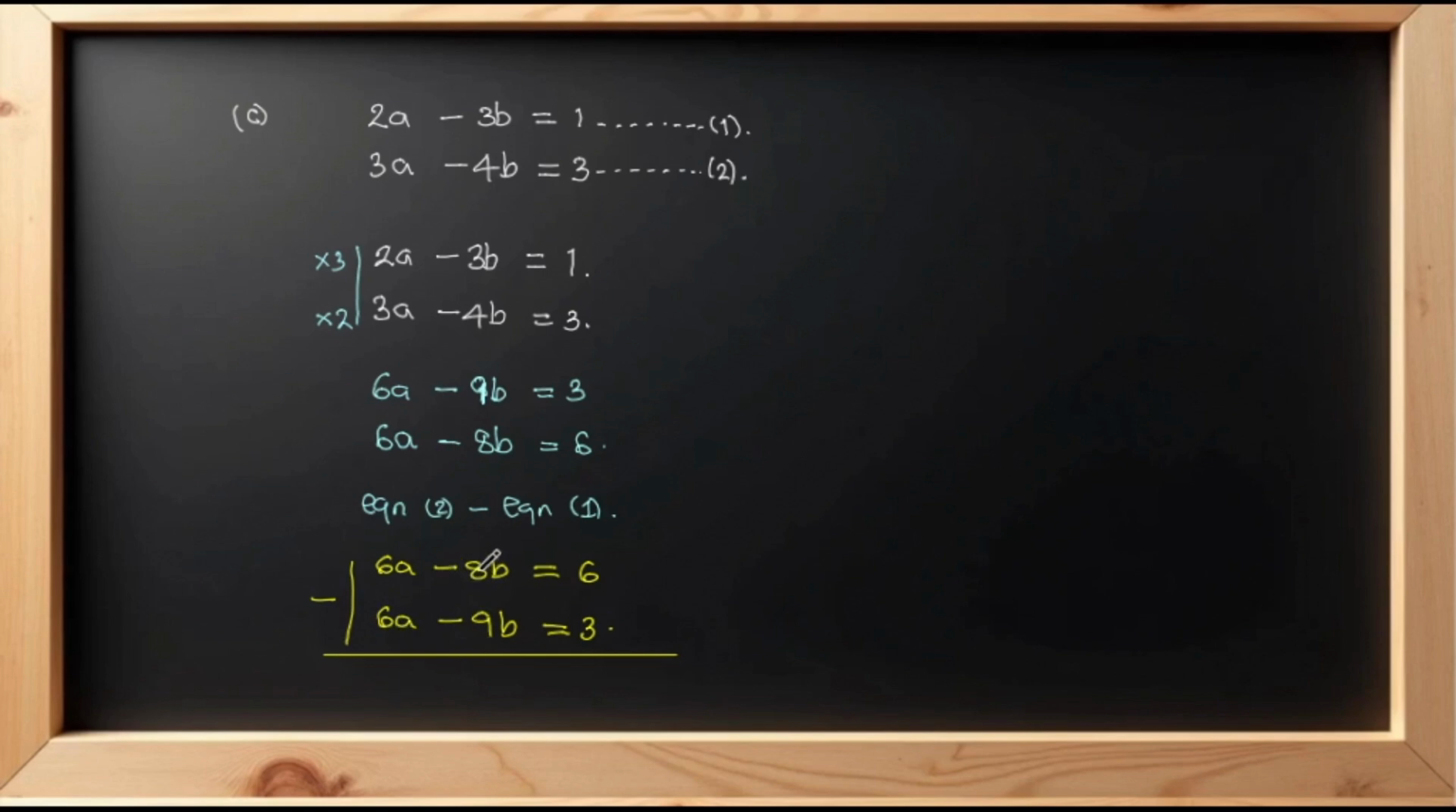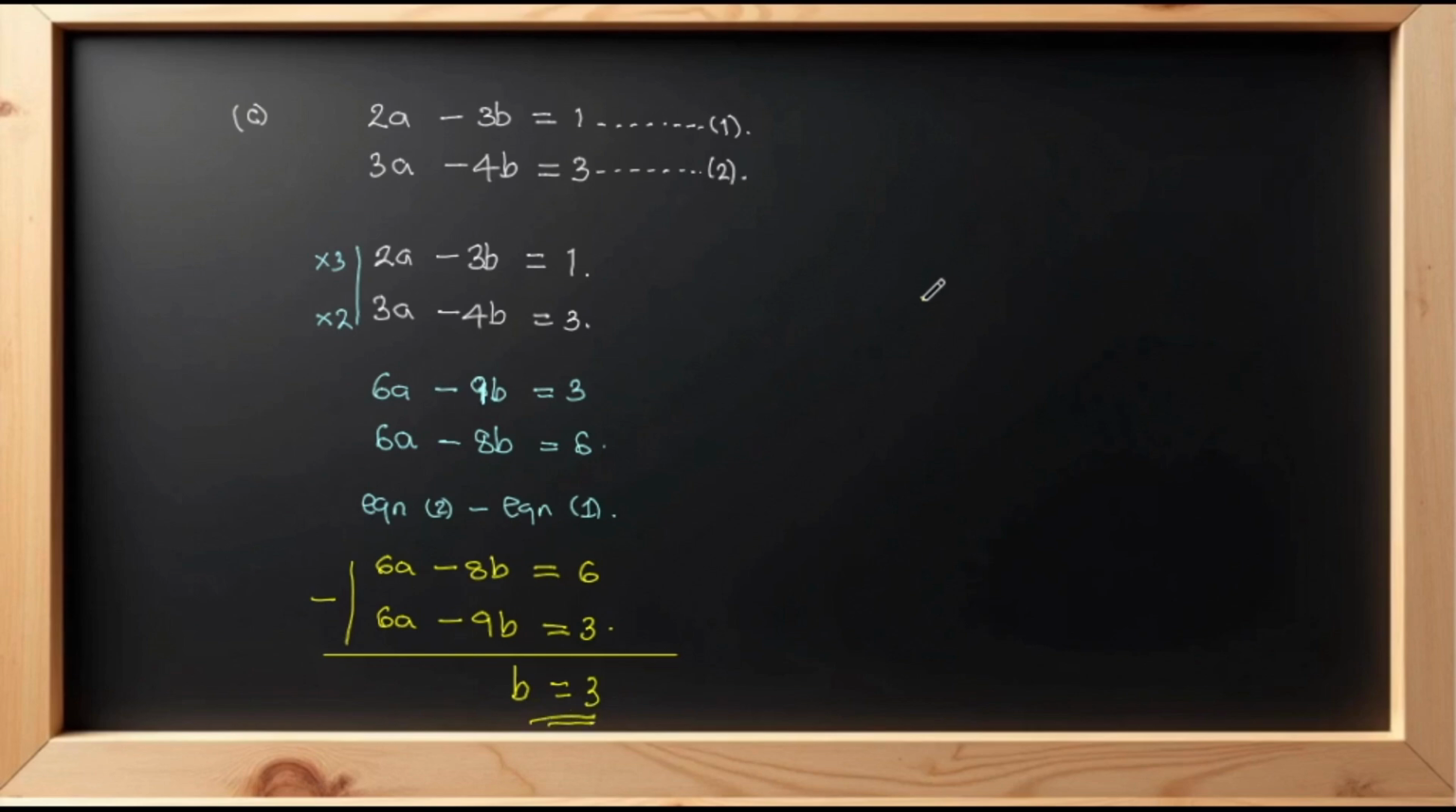Now here we have negative 8b minus negative 9b. So negative times negative is positive. So we have negative 8 plus 9, which is positive 1. So positive 1 times b is positive b. So this one simplifies to b. And then 6 minus 3 is 3. Meaning the value for b is just 3.